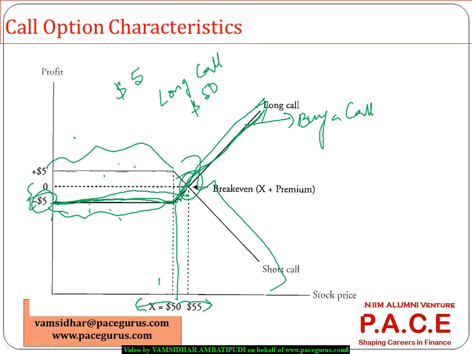From 50 I'll start gaining something, recovering that amount to some extent. After 55 I'm going into positive, right? So that is what typically happens. The most common thing we have to be comfortable with is the break-even point in case of a call option, which is nothing but the strike price plus the premium amount for both the parties.